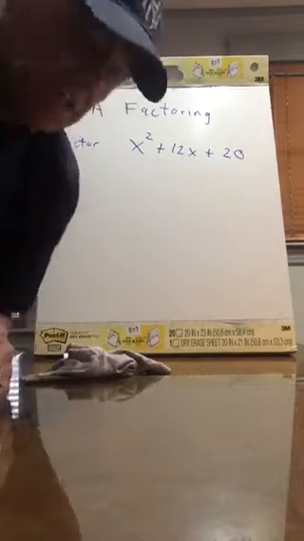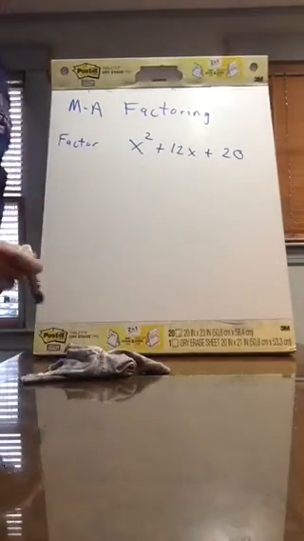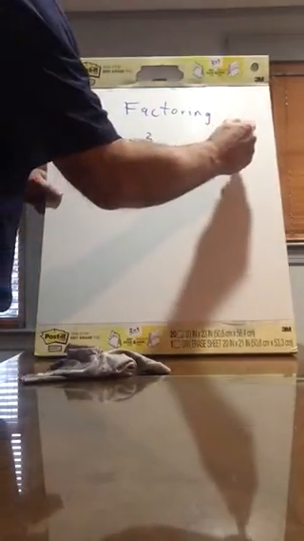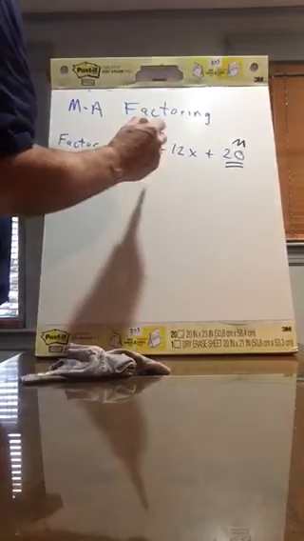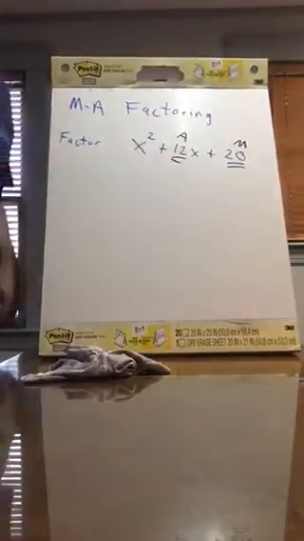So here we go. This is called the MA factoring. Factoring something like x squared plus 12x plus 20. We call it MA because we want numbers that multiply to this number and add to this number, MA factoring.